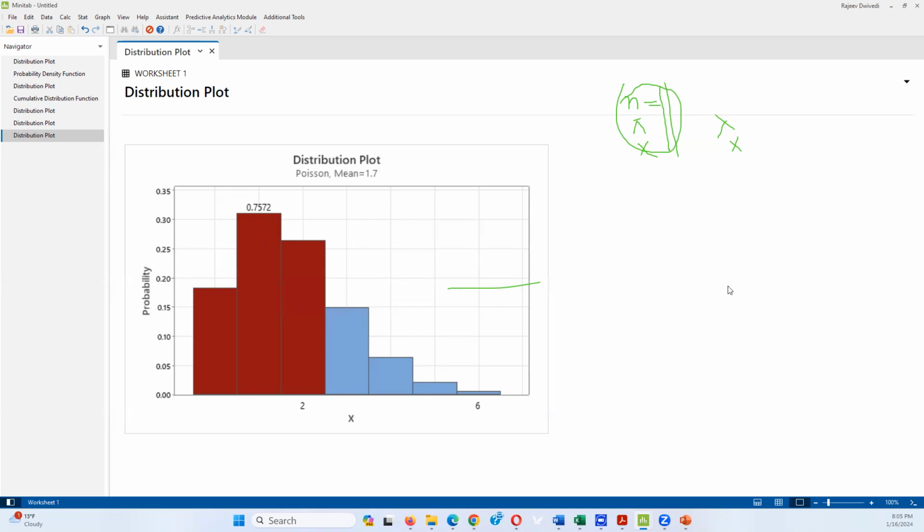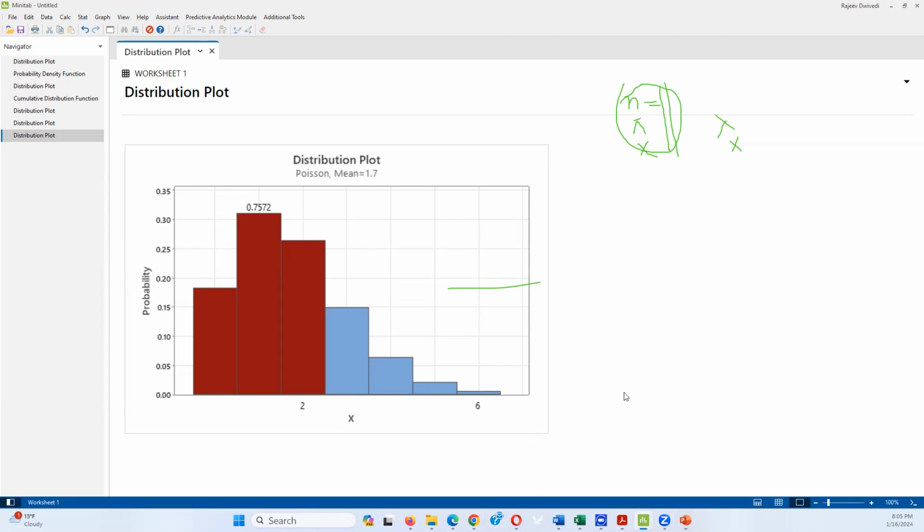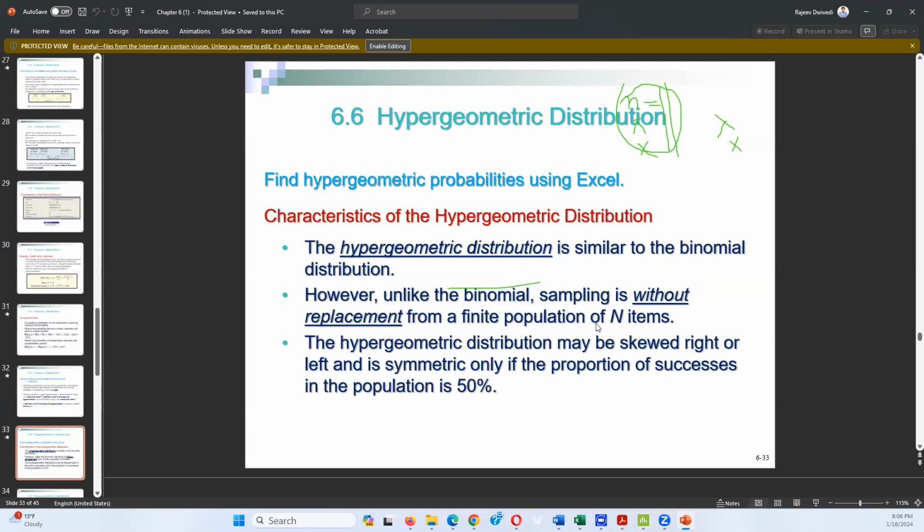Is it making sense? Okay, so this is Poisson distribution. Again, how do you identify which is Poisson distribution? How do you know? If you see average, it is clear what is binomial and what is Poisson. Now we come to the third stage, hypergeometric distribution. Very important here.